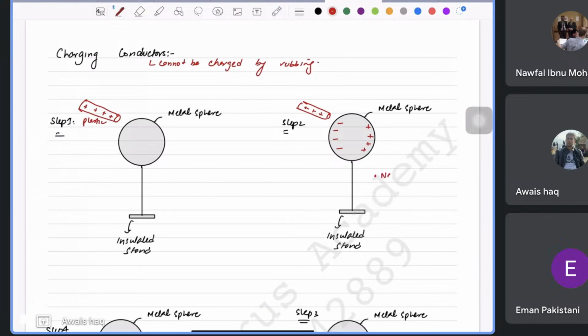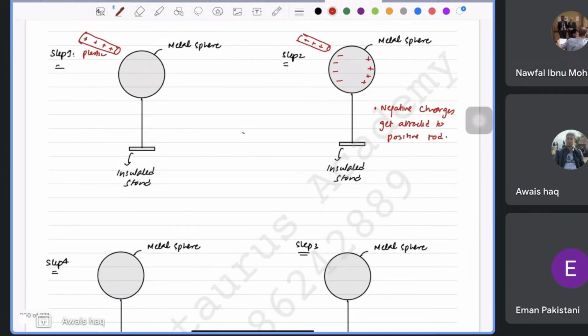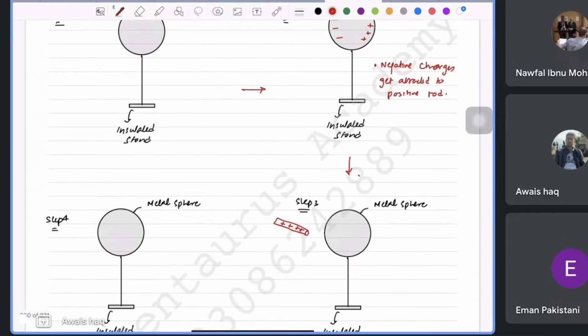So the description would be, negative charges get attracted to positive rod. Okay, now then what happens is, you go here and then it comes back here. So for a metal sphere, now you have the rod at the same place. I forgot to make a rod. And then what you do is you connect an earth wire on this side. So this is the symbol of earth.